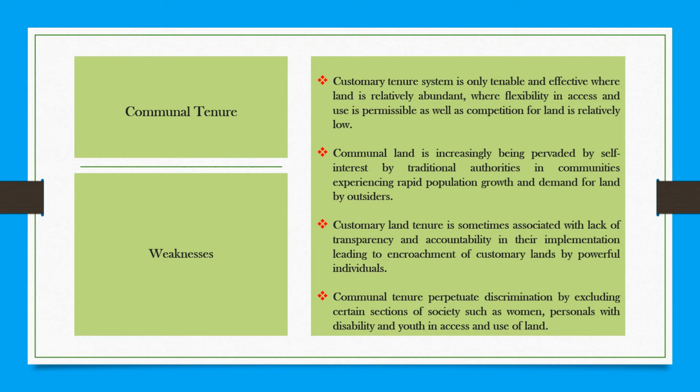The other weakness of this system is that it is increasingly being pervaded by self-interest among traditional authorities, especially in communities experiencing rapid population growth and demand for land by outsiders. It should be noted that the traditional council of elders, or traditional chiefs or rulers, as it were then, might not be the kind that we have today. Elders of the golden days were selfless, straightforward, trustworthy, and focused. And therefore, every decision they made was in the interest of the entire community. This is not the case with modern day elders.